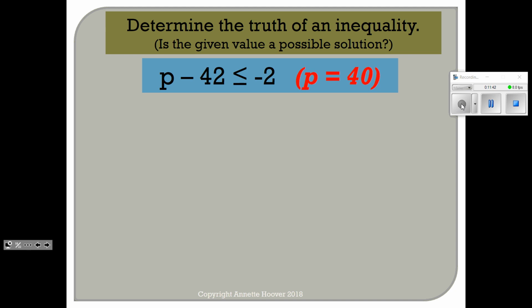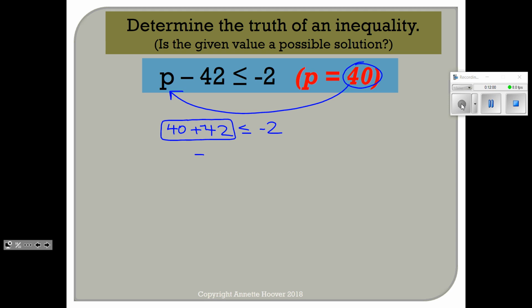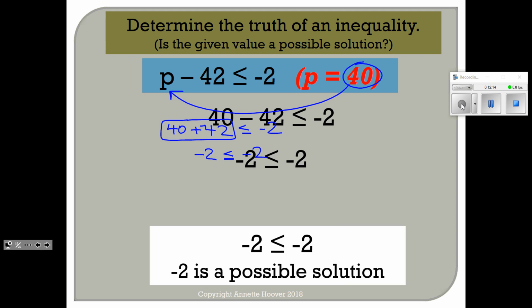Okay, again, we're going to test to see if we were to graph this, would 40 be part of the solution? Again, we're going to plug it in. So in place of p, we're going to put 40. We're going to copy the rest of the equation. Now we're going to solve it. We have a positive and a negative. Different signs subtract. That's a -2. Is -2 less than or equal to -2? It's not less than, but it is equal to, so that is a true statement. So 40 would be one of the solutions.